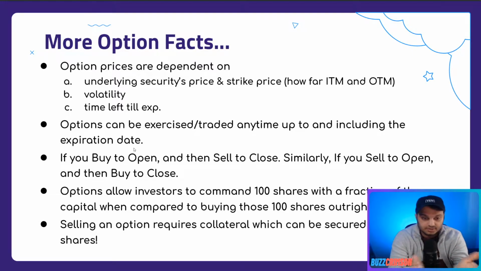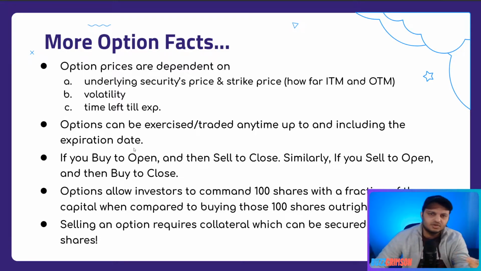So the second one I already mentioned before, the last one I mentioned before, options command 100 shares, only at a fraction of the price. And then lastly, selling options. When you're selling an option, it's going to require collateral because you're selling something that you don't have. So you need to secure that with something. You can secure that with the underlying shares or with cash. All right.